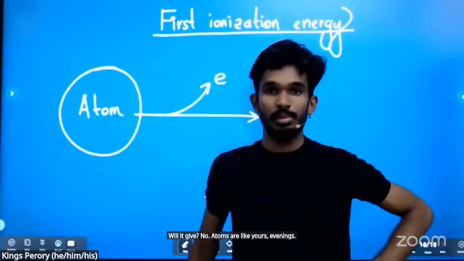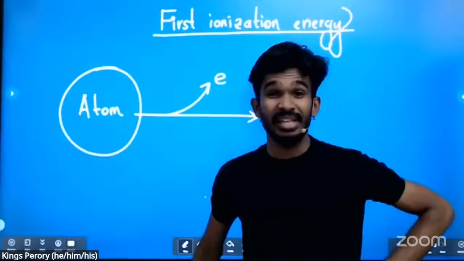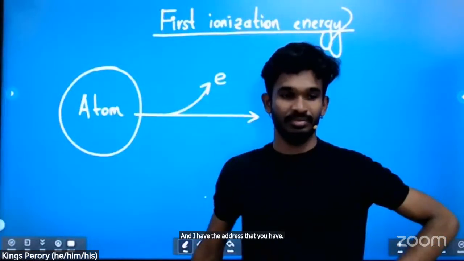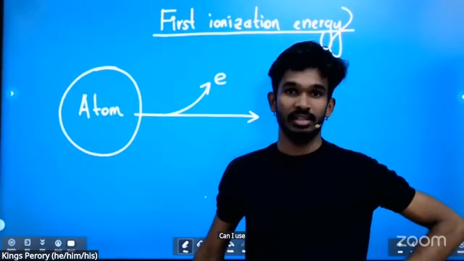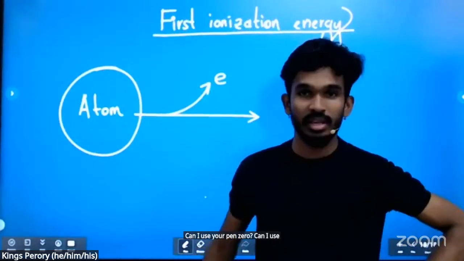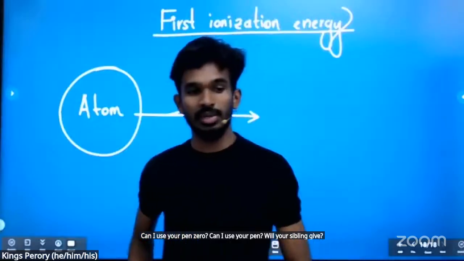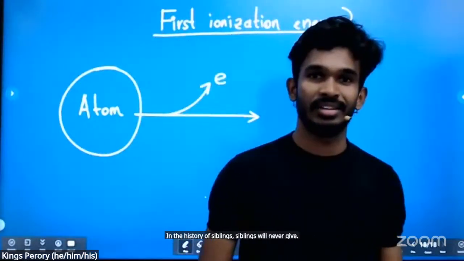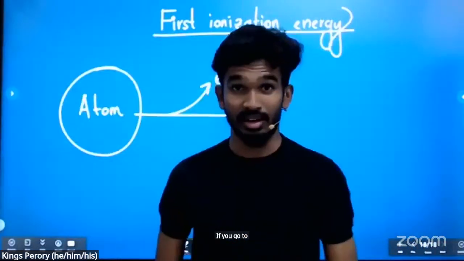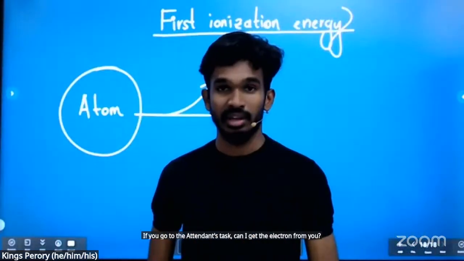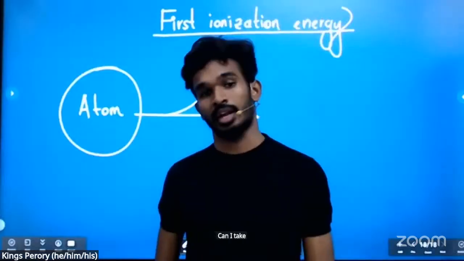You go to your sibling and ask, can I have that dress that you have? Can I take it for one day? Can I use your pencil? Can I use your pen? Will your sibling give? In the history of siblings, siblings will never give. Atoms are the same. If you go to the atom and just ask, can I take an electron? No, atoms won't give.